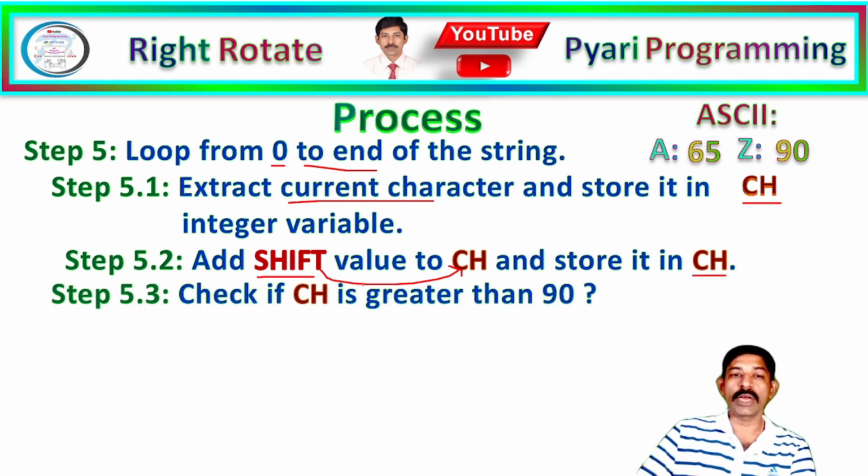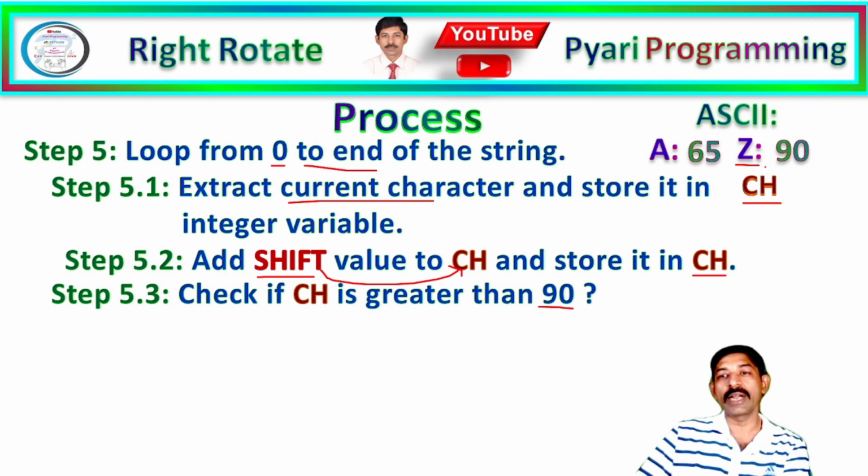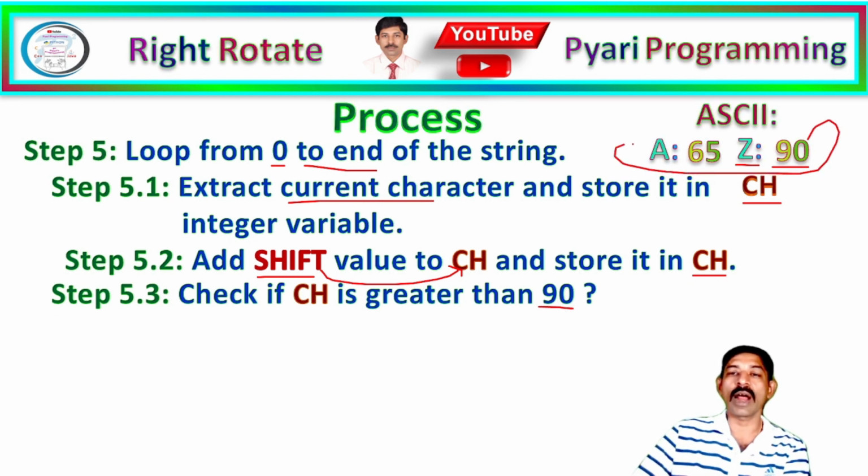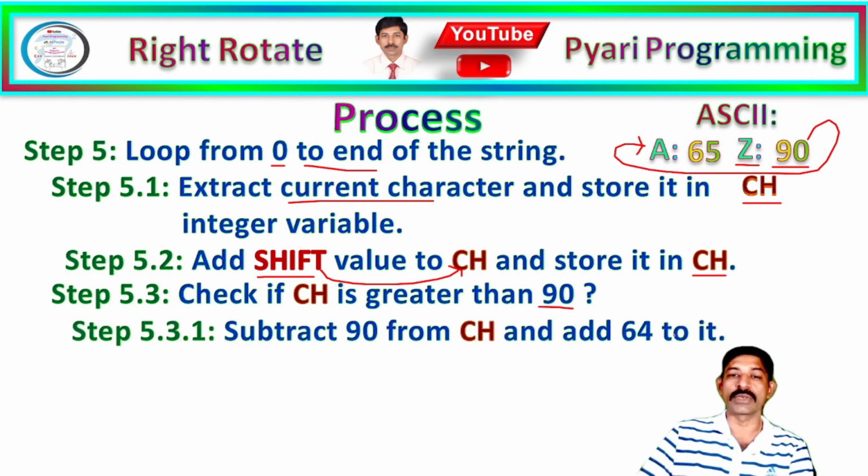Next step is to check if the CH is greater than 90. Why am I saying greater than 90? Because the last character is Z and its ASCII value is 90. If it is greater than 90, obviously it is going beyond it, so now I need a circular shift which will start again from A. Now subtract 90 from the CH and add 64. Why am I subtracting 90 and why am I adding 64? We'll discuss all these things while writing the program.